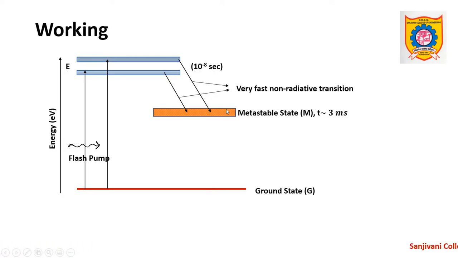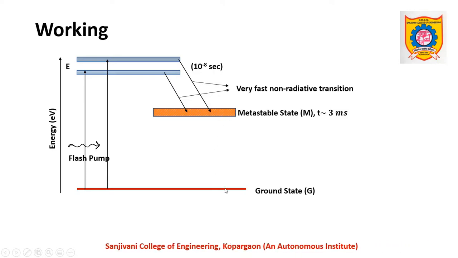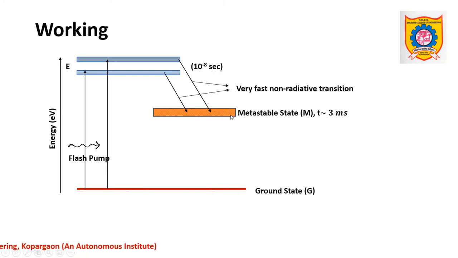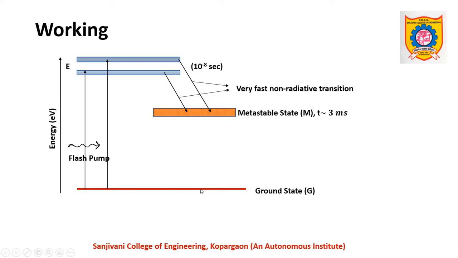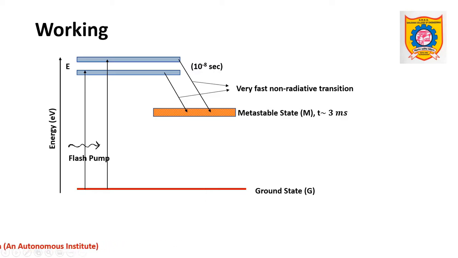So if we consider the population of this state to be N2 and the population of the ground state to be N1, then under this population inversion condition we will get N2 greater than N1. Once this happens, there will be de-excitation of one electron on its own. That means it will result in spontaneous emission, and once the spontaneous emission process takes place, a photon will be emitted.